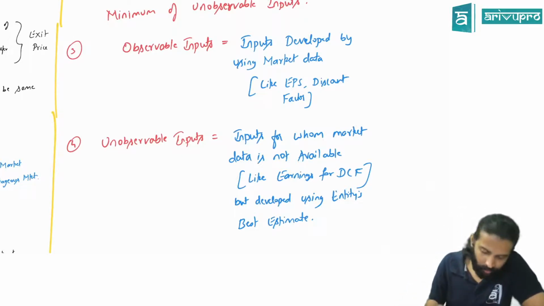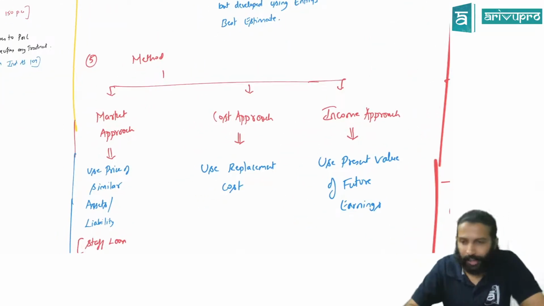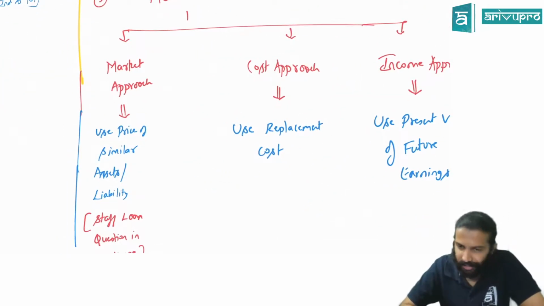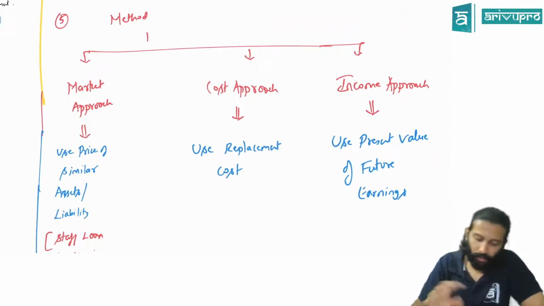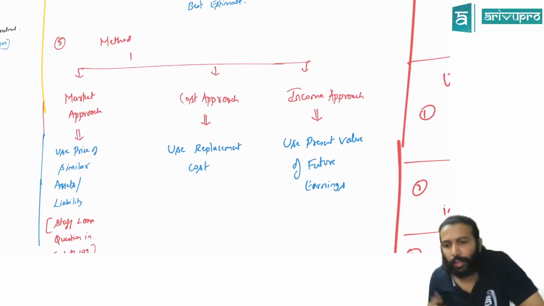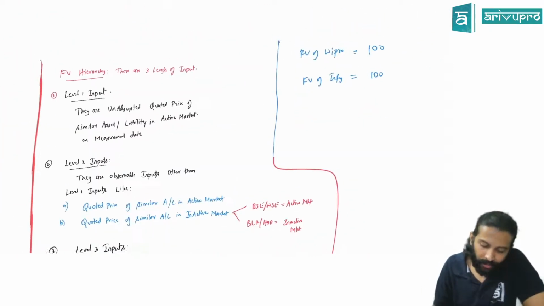Got it? And the three methods of valuation techniques are what? One is the market approach. Under the market approach we may use similar assets, like that staff loan, correct? Or you use the cost approach. Under the cost approach we use replacement cost. And under the income approach we use present value of future earnings. Correct? And then there was a small fair value hierarchy.